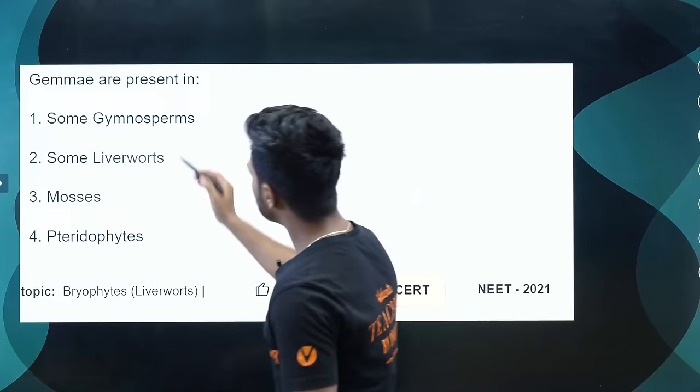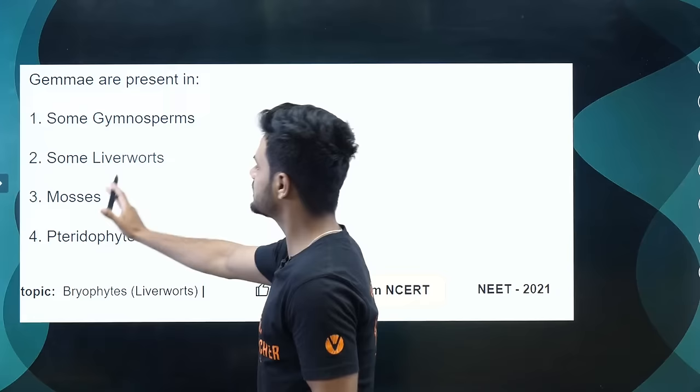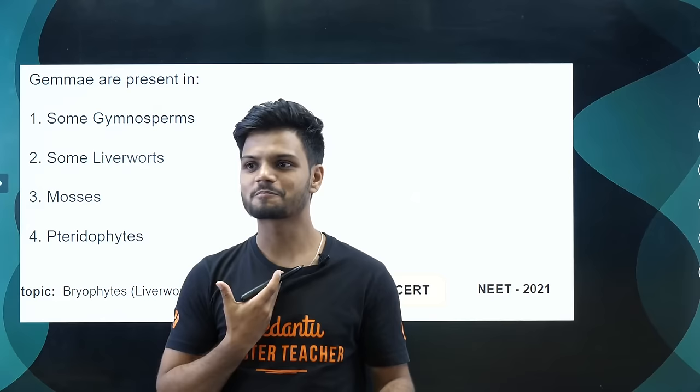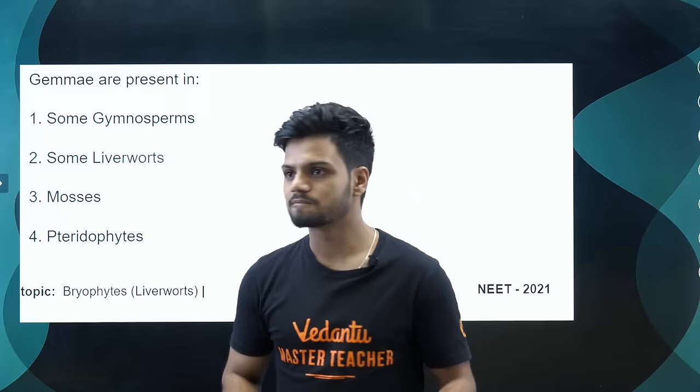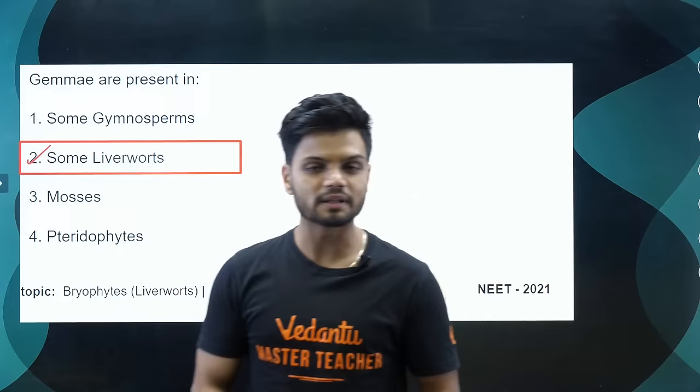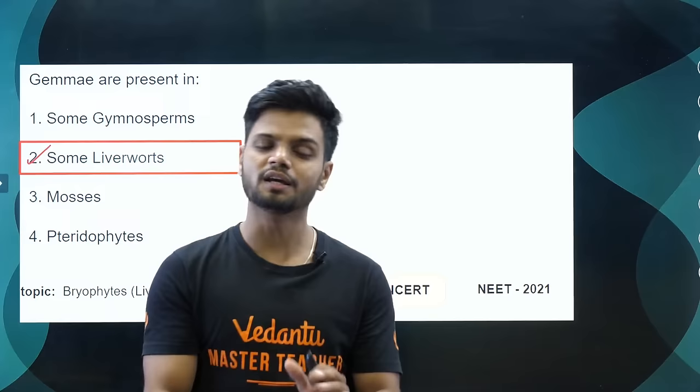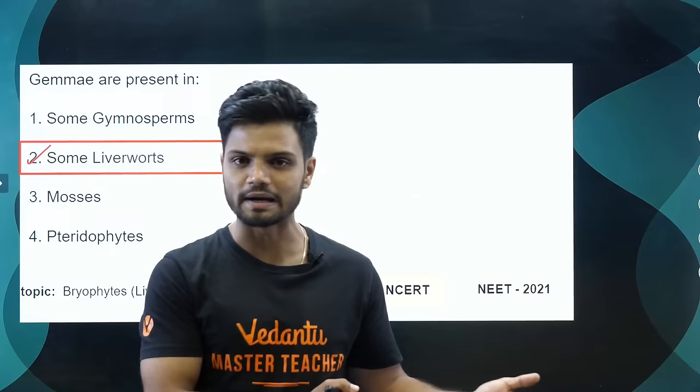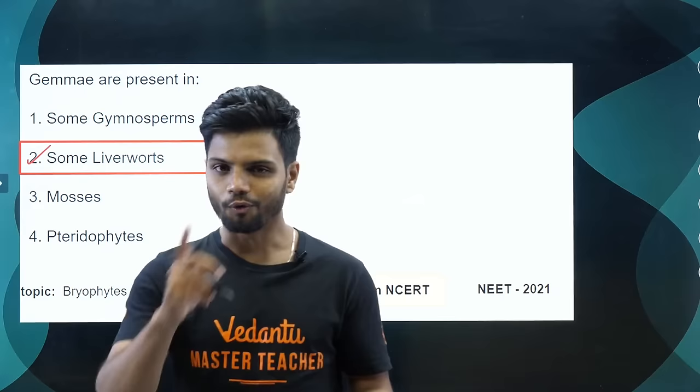Next question. Gemmae are present in some gymnosperms, some liverworts, some mosses or pteridophytes. The answer is going to be some liverworts. Quickly tell me the example for liverworts, everyone. Students, in your NCERT there is only one example for liverworts, that is Marchantia. For mosses, there are two examples, Funaria and Sphagnum. Nothing to worry, only one example for liverworts, that is Marchantia.